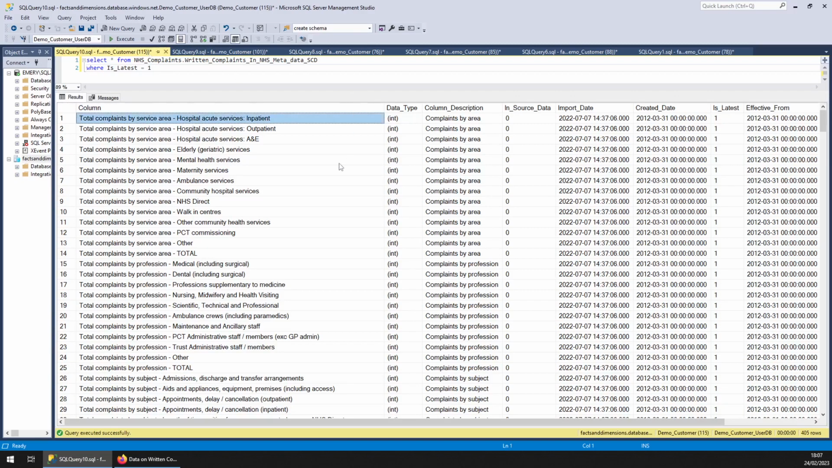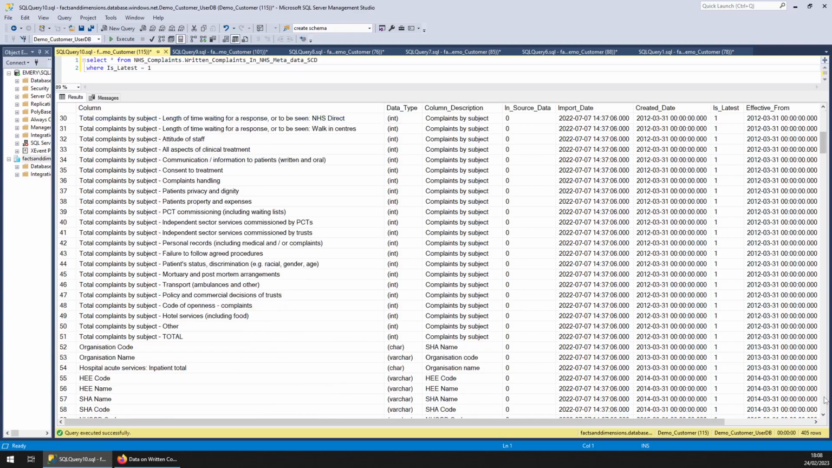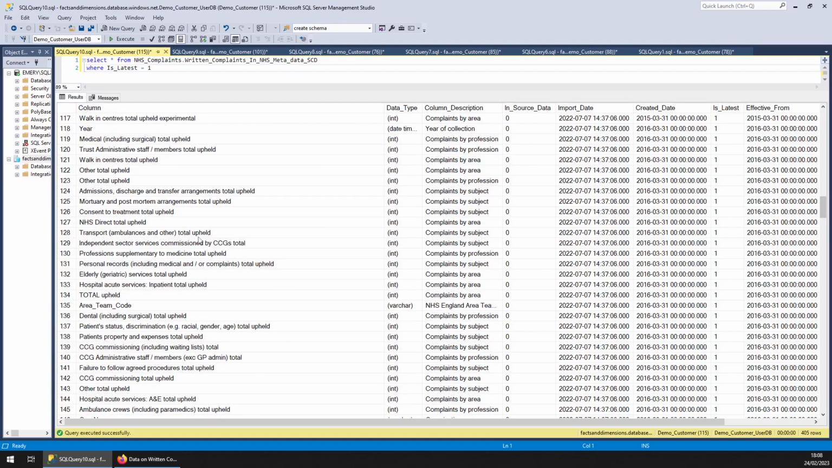And this is the written complaints in NHS metadata one. There's quite a lot of pages there, so I'll stop there.